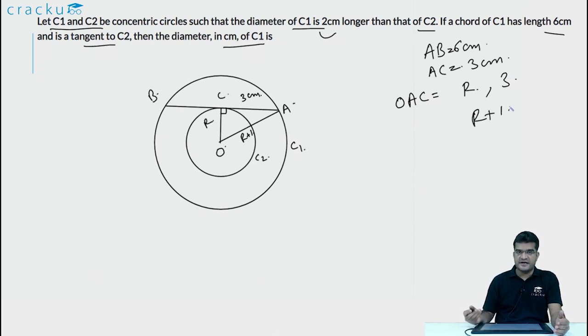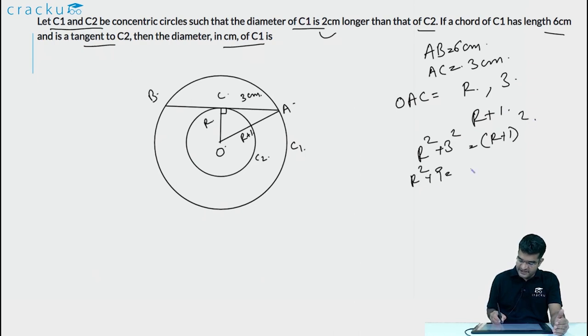In any right angle triangle, using Pythagoras theorem, the sum of the squares of the non-hypotenuse sides will be equal to the square of the hypotenuse. In this particular case, r square plus 3 square will equal r plus 1 whole square. You can simplify this. This is equal to r square plus 9 is equal to r square plus 2r plus 1. You can cancel r square on both sides. Therefore, 2r will equal 8, or the value of r is equal to 4.